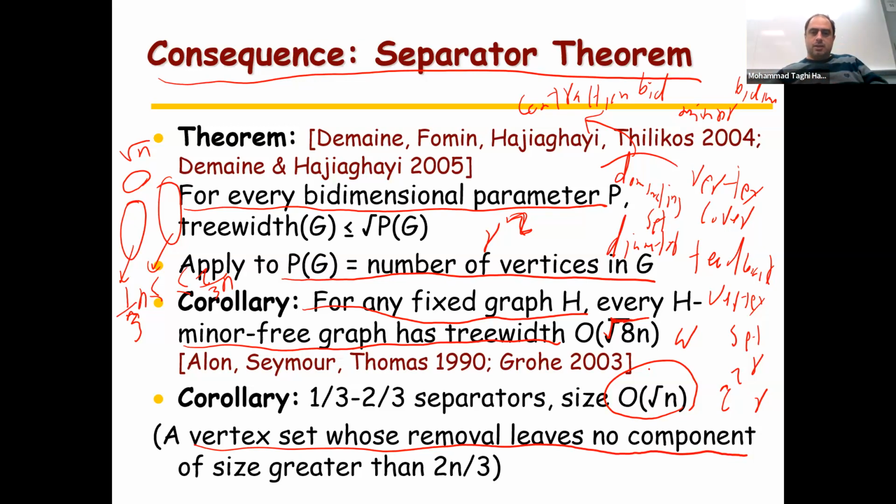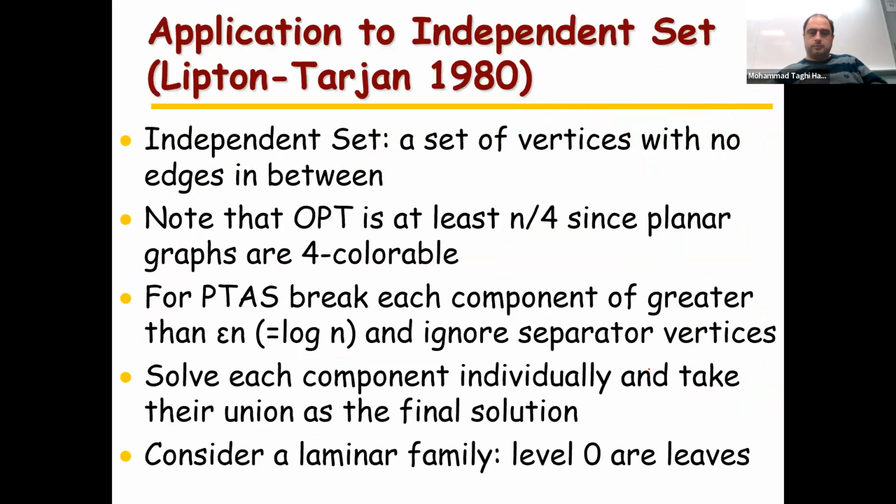So let's go through this one. Let's see this application to independent set. This is a result by Lipton and Tarjan, that independent set has a PTAS on planar graphs. I want to mention that, and then we will see how you can build on that based on bidimensionality theory. An independent set is a set of vertices with no edges in between.